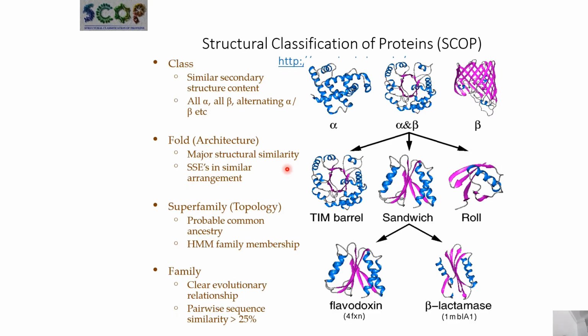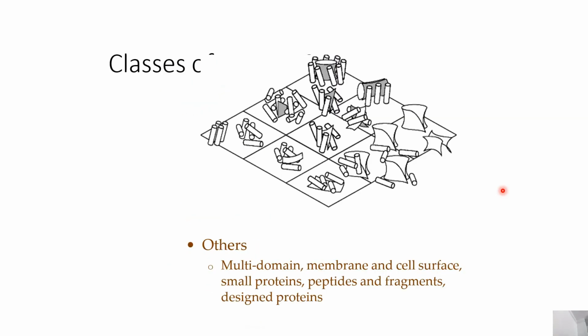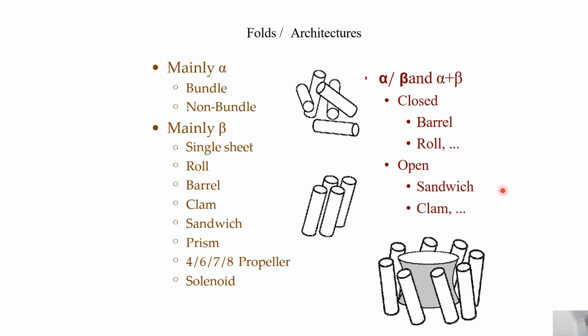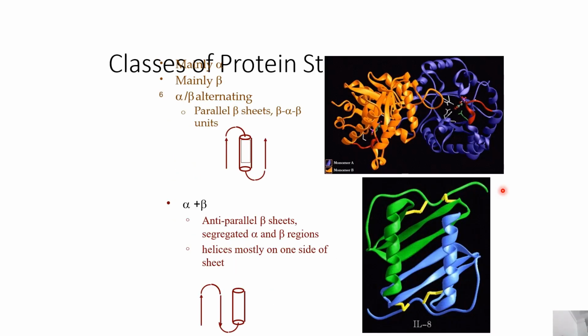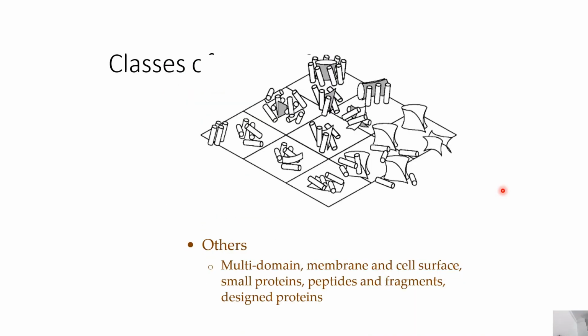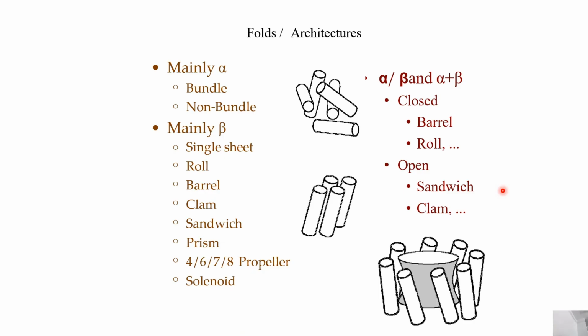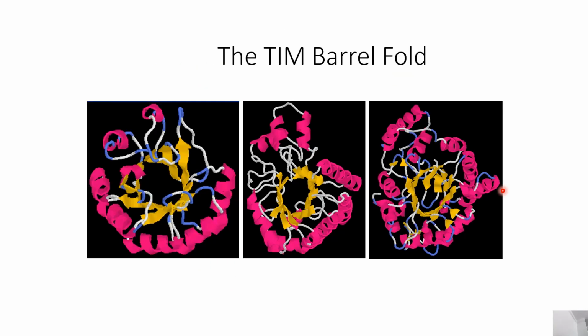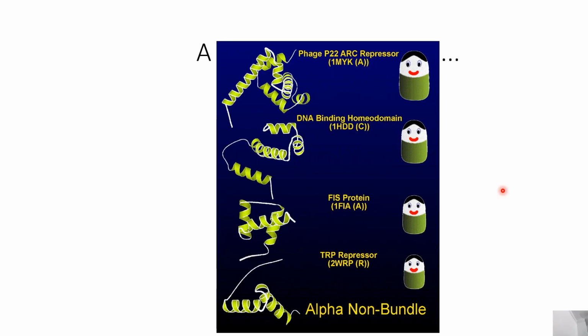Okay, so if you see over here, alpha, beta, this is called Tim barrel, this is a sandwich, this is roll. These are all examples of different types of combinations of secondary structures, right? Alpha beta alternating, parallel beta alpha beta units, anti-parallel beta sheet segregate, all of these alpha plus beta. Different types of classes, different folds, different architectures. This is called the Tim barrel fold.